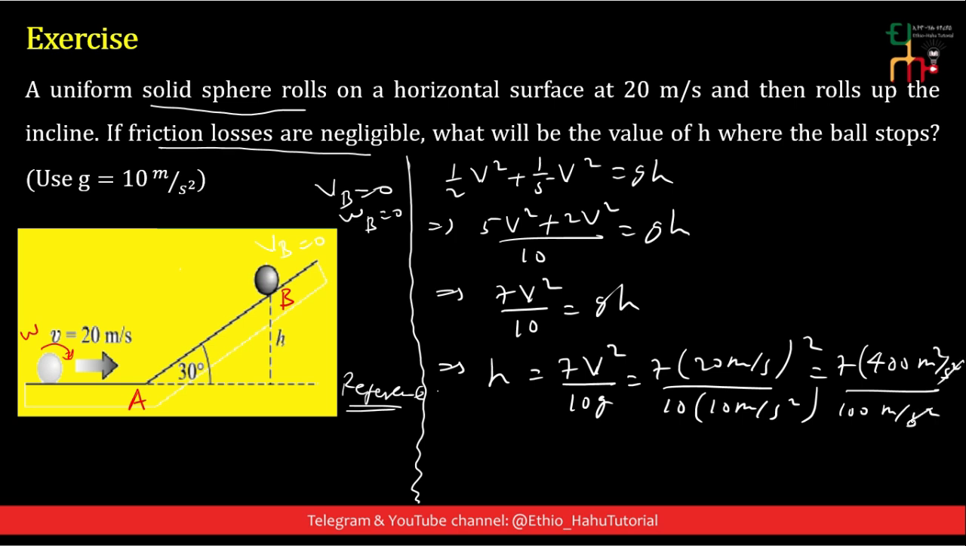Second square goes with second square. 1 meter goes with 1 meter. 2 zeros go with 2 zeros. 7 times 4, 28. 28 meters. This is the height reached by the solid sphere as it moves up the inclined plane. Therefore, the height of the solid sphere h is 28 meters.